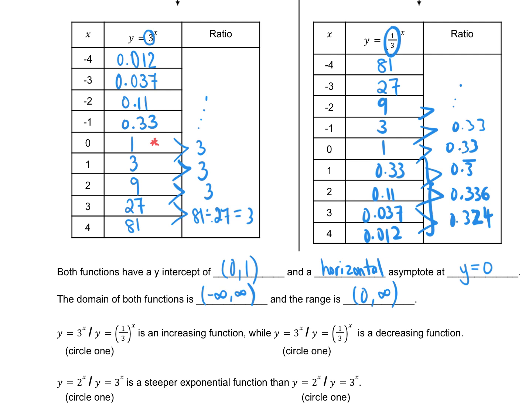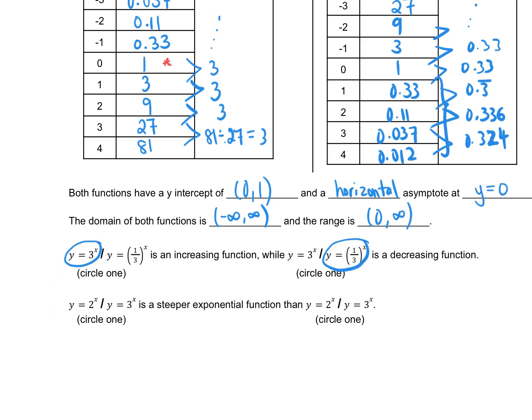So which of the functions is increasing? Y equals 3 to the x, while a third to the x is decreasing. If I'm comparing steepness, 3 to the power of x is steeper than 2 to the power of x. And that's it for our base functions.